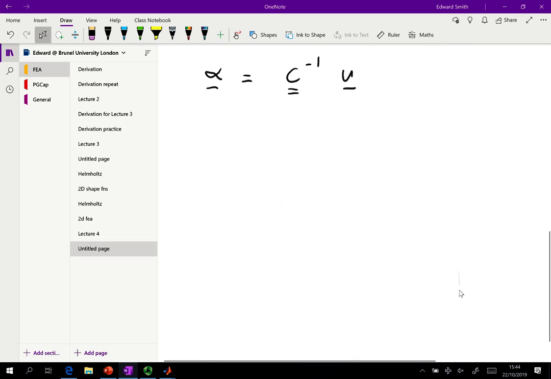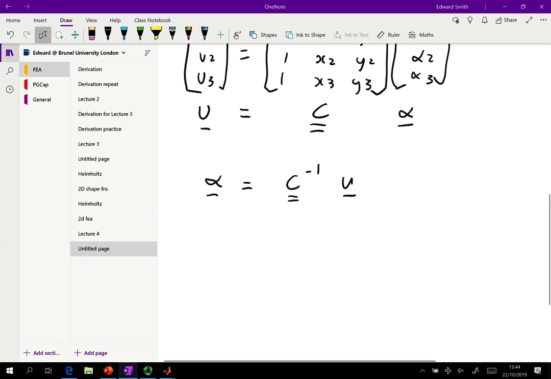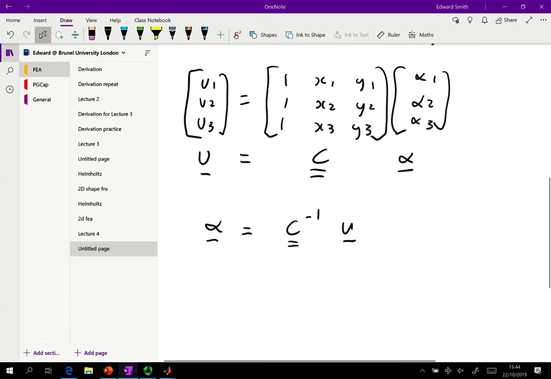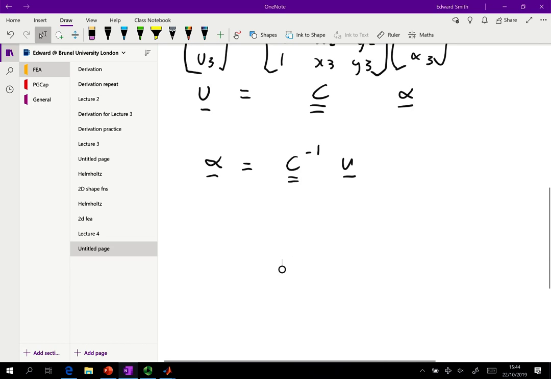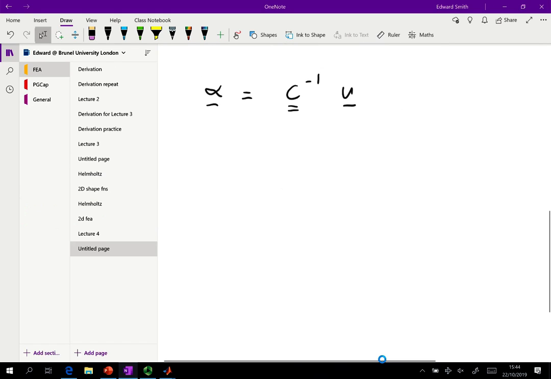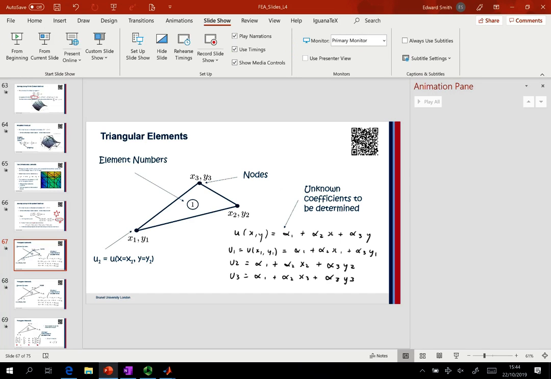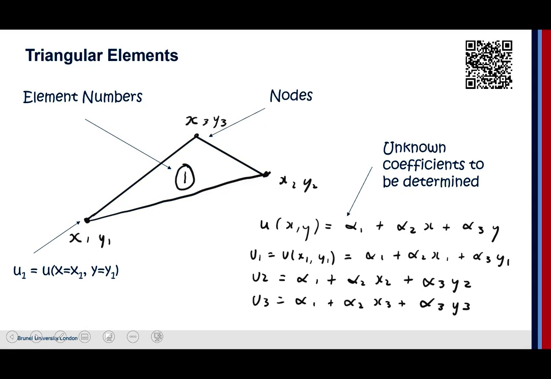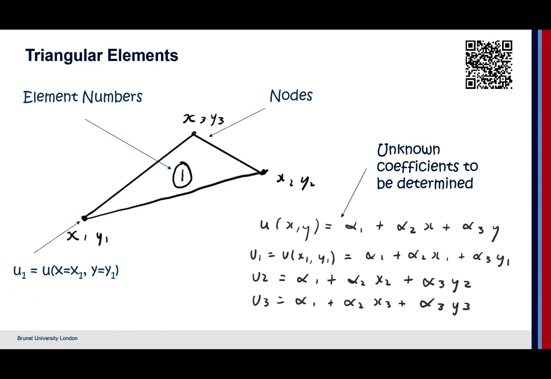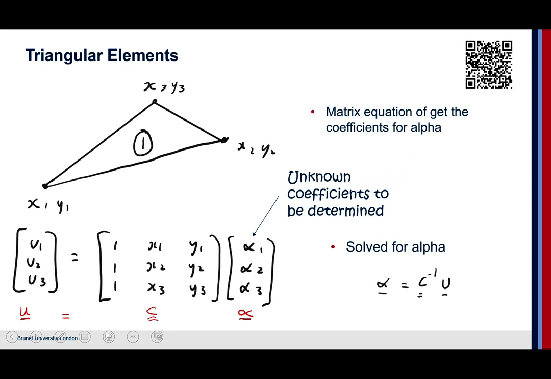Okay, perfect. So now comes the process of inverting a matrix. I won't bore you with the details of this. Let me just go back to the slides, because given time, we probably don't want to sit and watch me try to do that. So this is basically the process of rewriting the equations, and then the unknown coefficients, which we've just seen, and we're now solving for alpha.